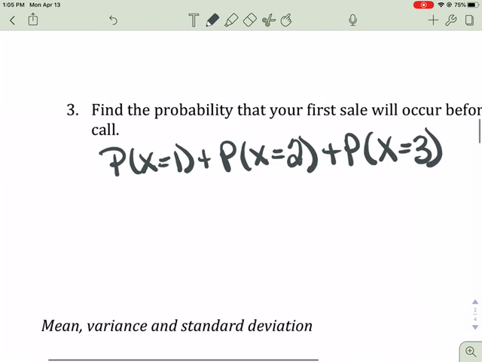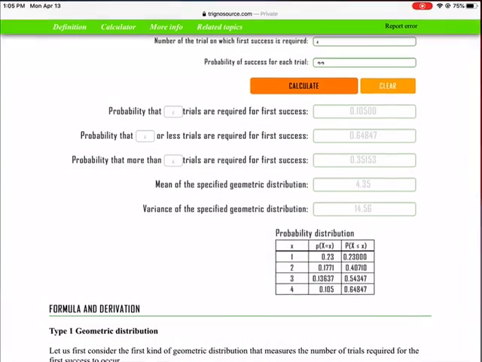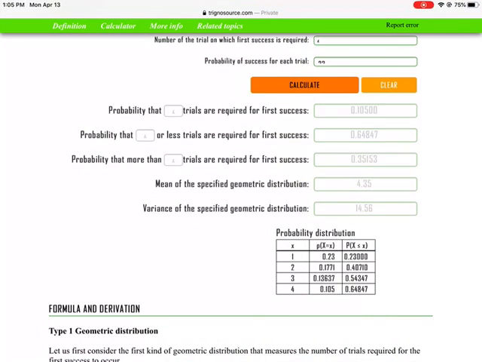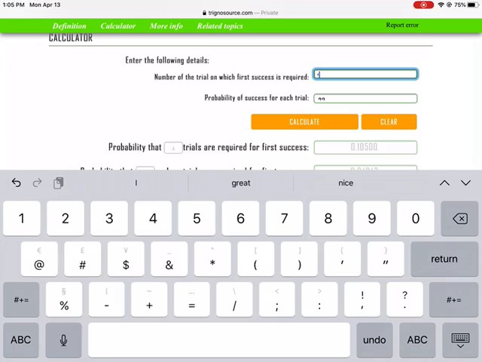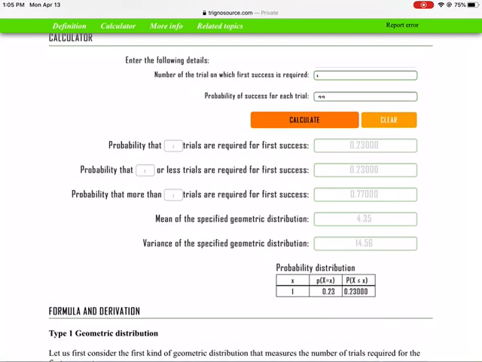Okay, so again, I'm going to use our online calculator, I found that to be a little bit helpful because it does give me the probability that 4 or fewer trials are required for first success. So this is going to be less than or equal to 4. So if I just subtract out 4, it will give it to me as well. Or I can do 1, 2, and 3. So if I just change this to 1, okay, calculate, 0.23.